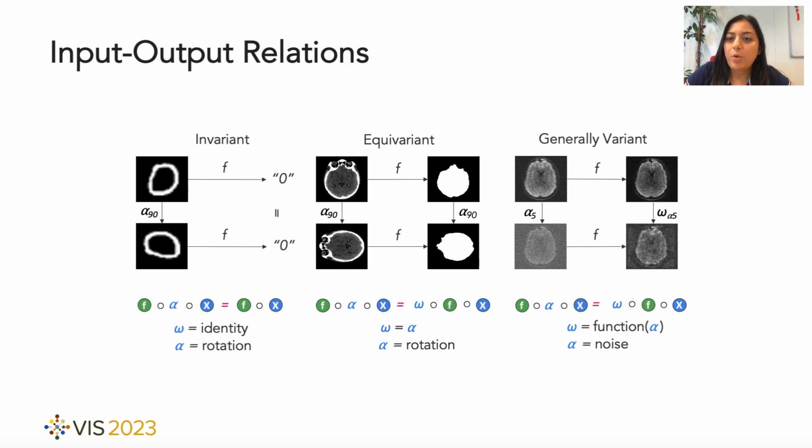However, deep learning models deal with complex input-output relations, often leading to unpredictable and possibly nonlinear output changes due to input variations. To address this complexity, we introduce a third category called generally variant relations to account for the nonlinear relations between inputs and outputs. This could also be the case for classification models.